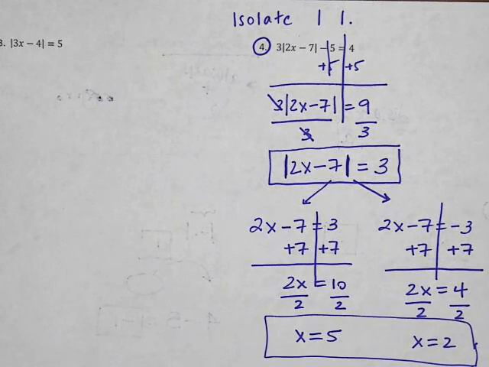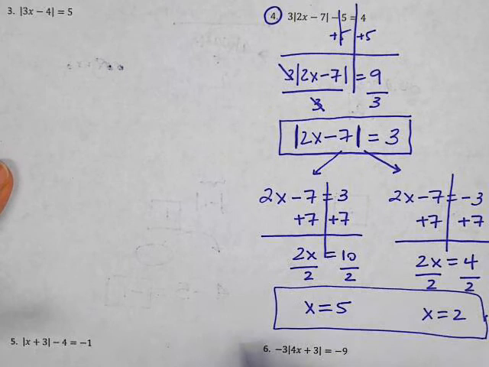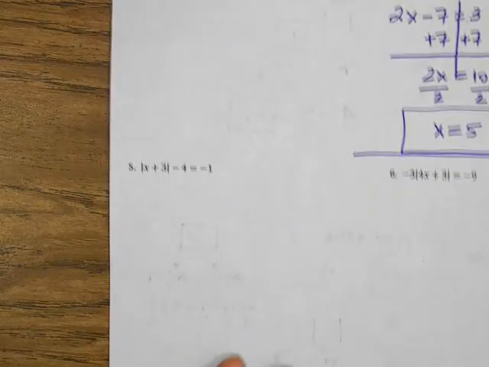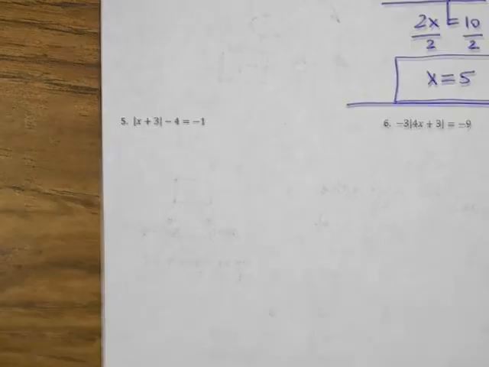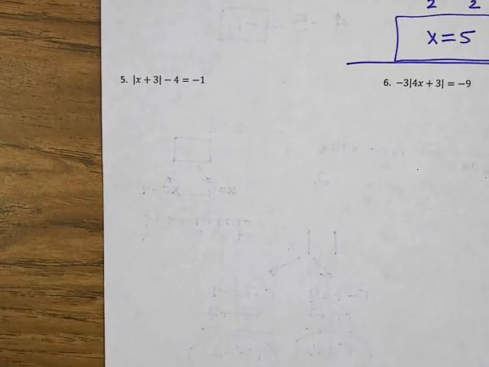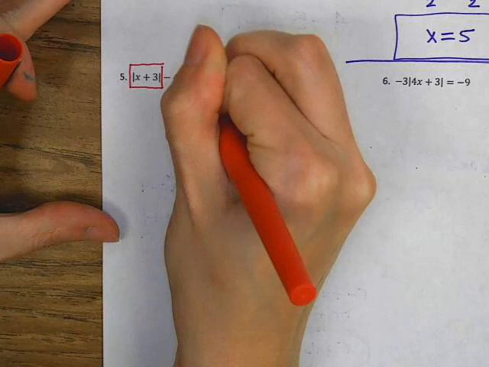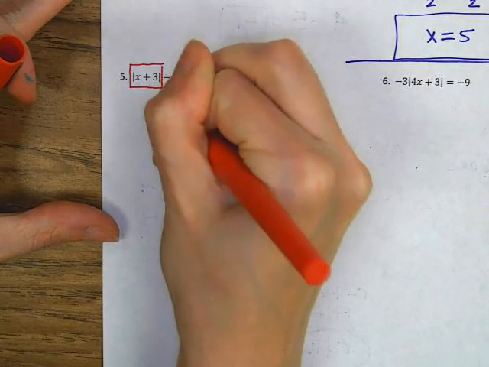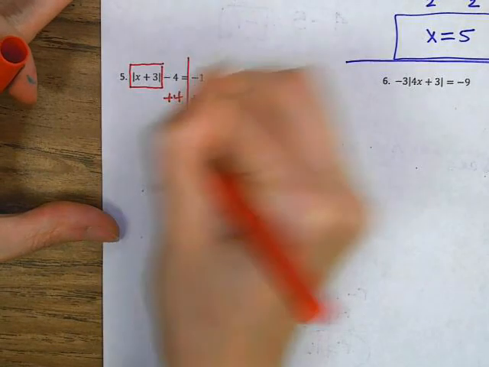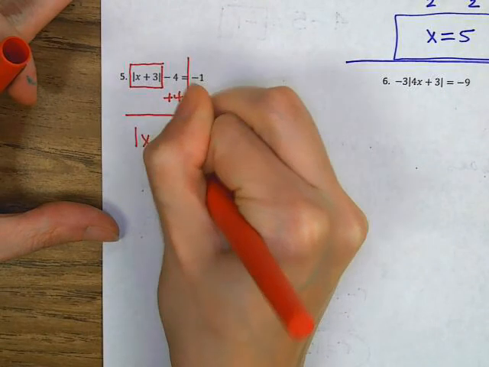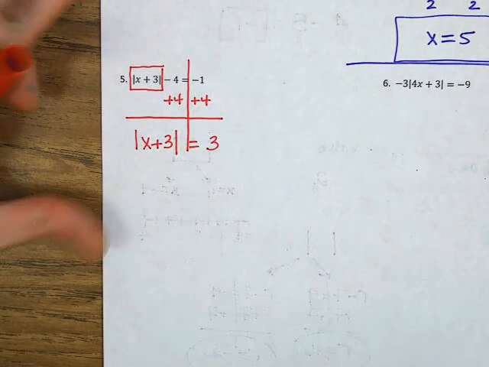So if anybody would like to stop here, you can. But I'm going to do a couple more for anybody who would like a little more practice. Okay, so on to number 5. Before we set up our two equations, we need to isolate. So if you're trying to get this alone, I'm going to draw the wall, and we're going to add 4 to both sides. You have to do that first. So it's the absolute value of x plus 3 equals 3.